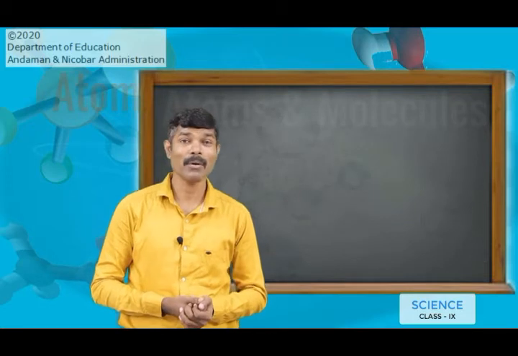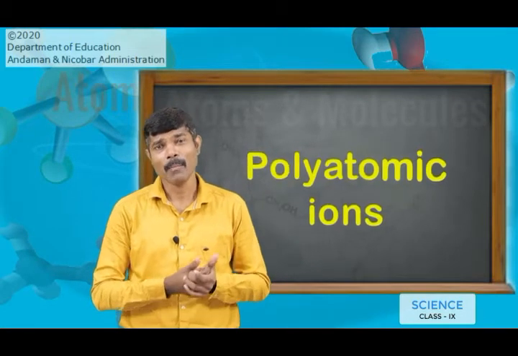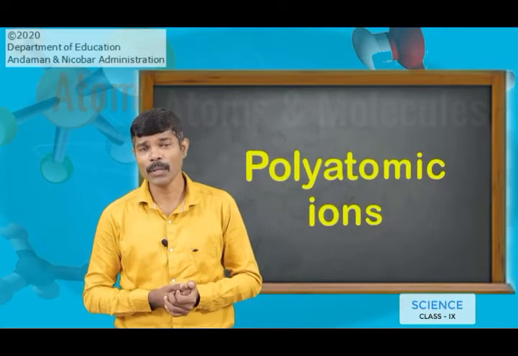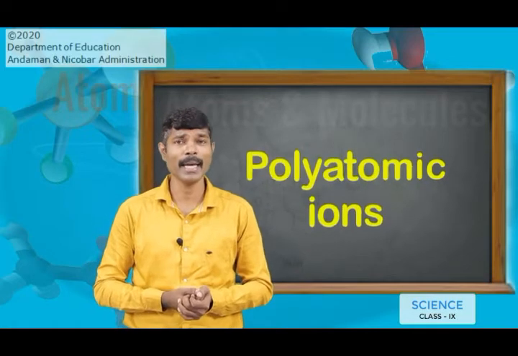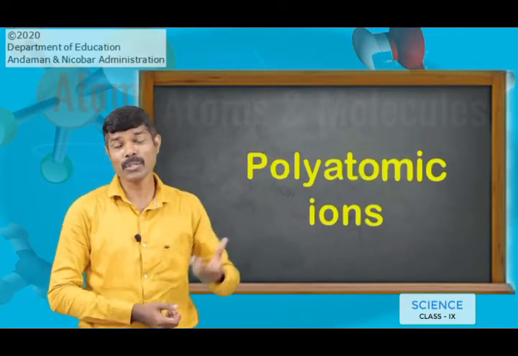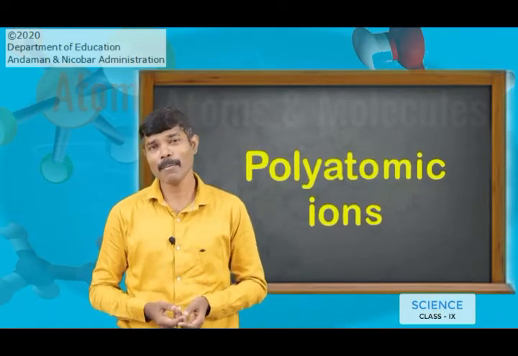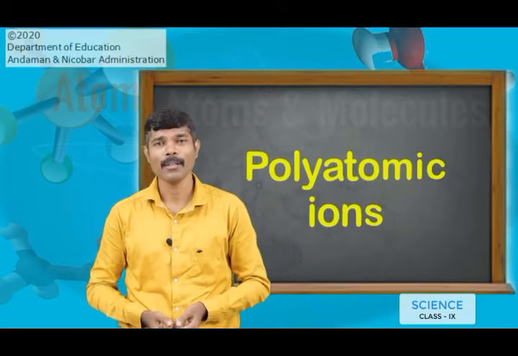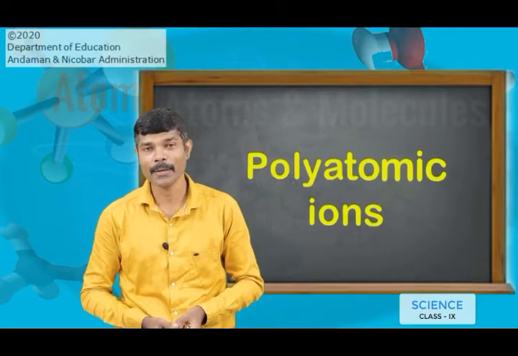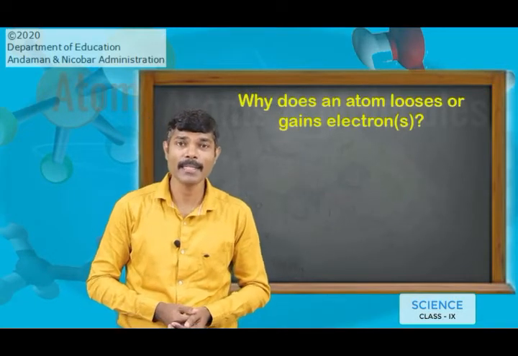Now we will see about polyatomic ions. We have seen the molecules of compounds. What will happen if a molecule loses or gains an electron? Same thing will happen: if a molecule loses an electron, again the molecule will get a positive charge. If a molecule gains an electron, then it acquires a negative charge and we call it an anion. Now the question is, why does an atom lose or gain electrons?